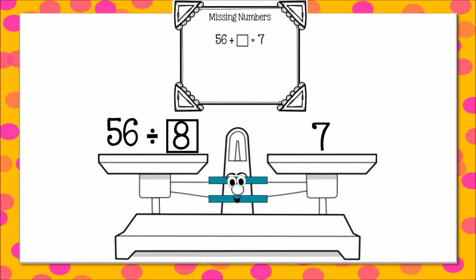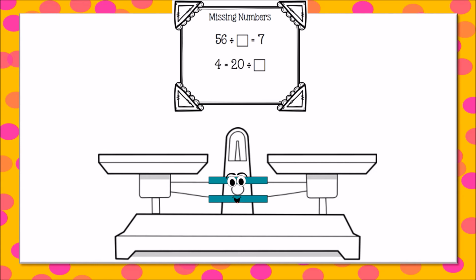Now for one more tricky problem. How about this? 4 is equal to 20 divided by something. Well, the side that we know is the 4. We definitely know the left side is equal to 4. We want both sides to be equal to 4. But instead, the right side says 20 divided by something. So let's see how we can balance this out. Well, I know 5 times 4 is 20. So 20 divided by 5 is equal to 4.